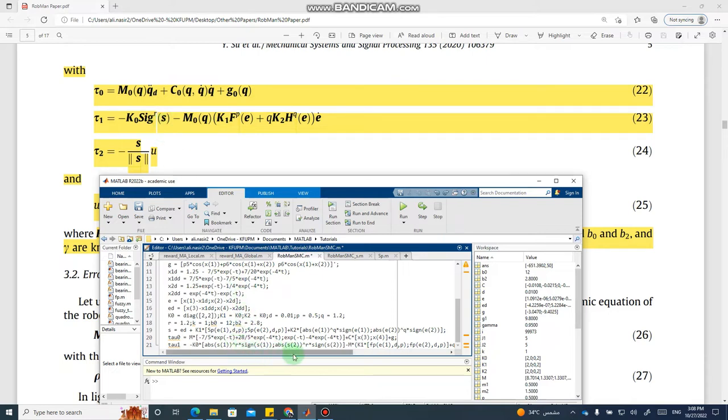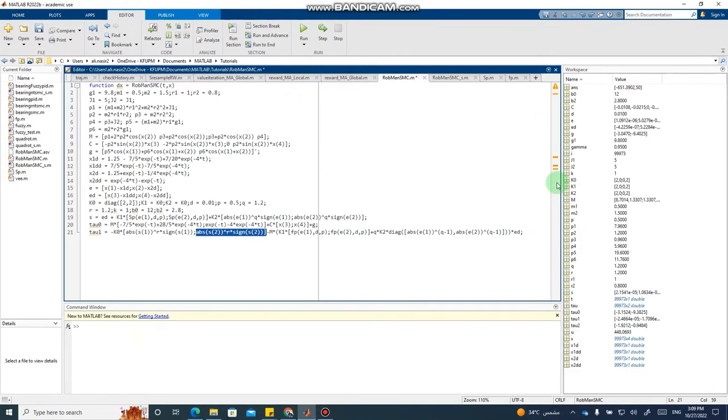So that's it, then next is this tau 1 equation, which is this one. Here you have sig power r of s. So I have not defined a separate function for this. I have just used absolute of s1 times absolute of s1 raised to the power r minus 1, times sign of s1. So this is sig power r of s1, and similarly sig power r of s2. I just maximize this so that you can see here, this is the tau 1 equation.